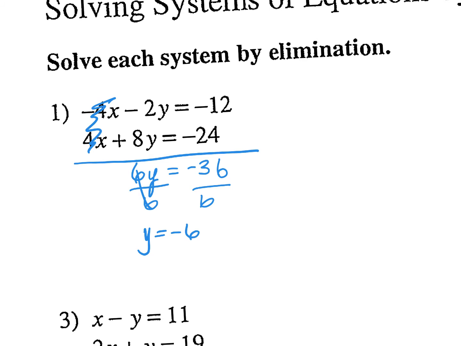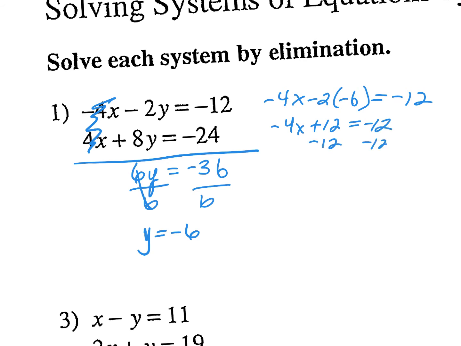Everybody with me? Now you take that and you plug it into one of the originals. It doesn't matter which one. You can do the top one or the bottom one. I'm going to do the top just because. I have -4x minus 2 times -6 equals -12. So -4x plus 12 equals -12. Agreed? Minus 12 from both sides. You get -4x equals -24. Divide both sides by -4, and you get x equals -6.